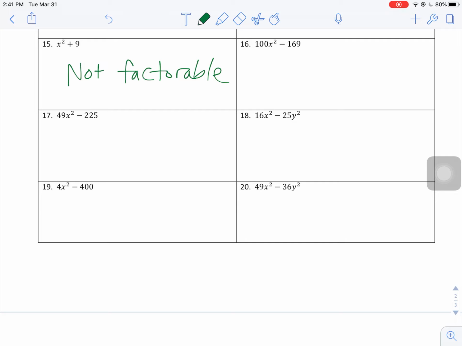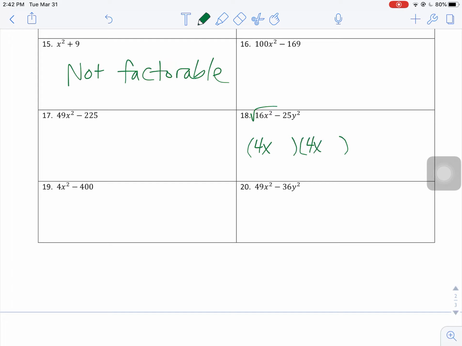And then the last one I want to do together is number 18. When we look at 18, is there a GCF other than 1? No. Is it subtraction? Yes. And are both terms perfect squares? Yes. This one just looks a little bit different because it has numbers and variables for both terms, but you're still going to treat it the same way. When you take the square root of 16x squared, the square root of 16 is 4, and the square root of x squared is x.